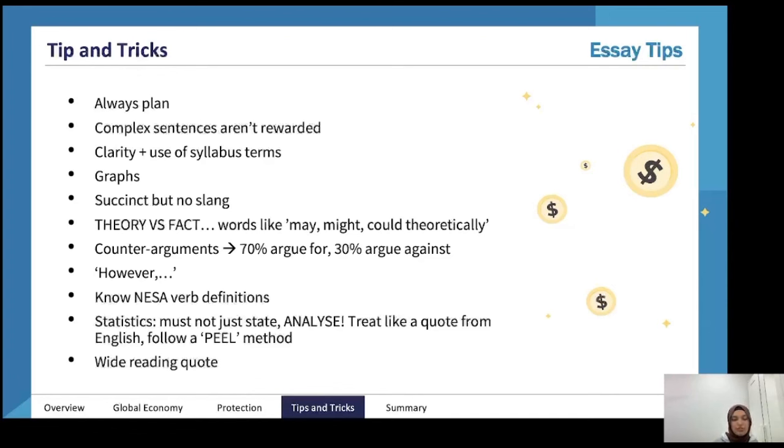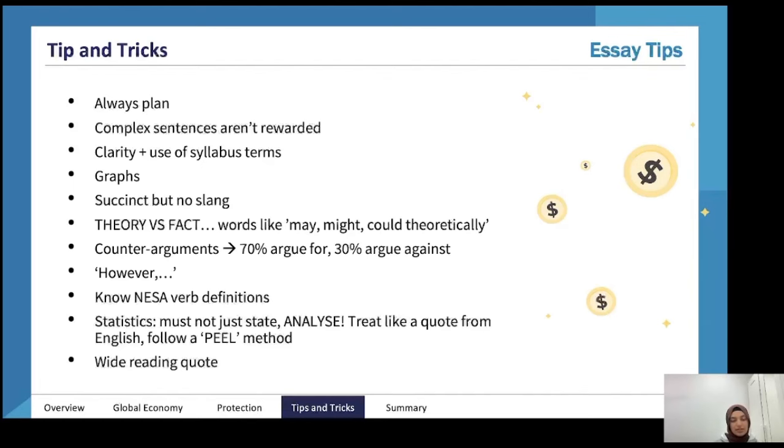Make sure you know your NESA verb definitions. If you don't know them, they can be accessed via the NESA website. If you just write NESA verb glossary, all of the verbs should come up, and that should be really helpful in terms of understanding, because each verb has a very different connotation to it in terms of how you should be writing and the structure in which you write. So just make sure that you know what verb it is and how to attempt that. I would start practicing using different verbs and seeing how you go, and then seeking feedback either from your teachers or your tutors.